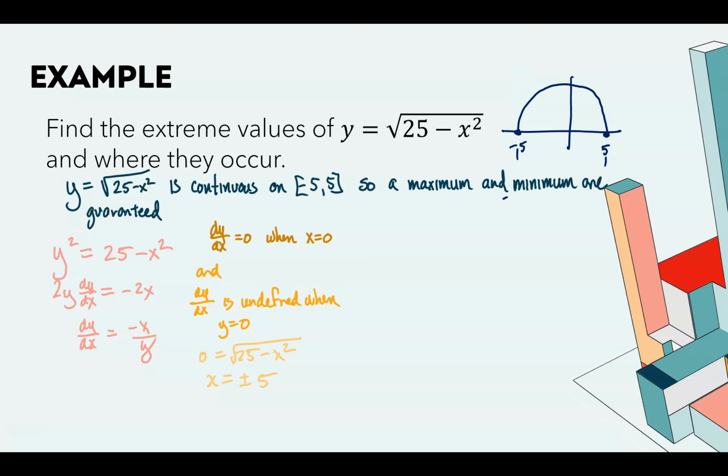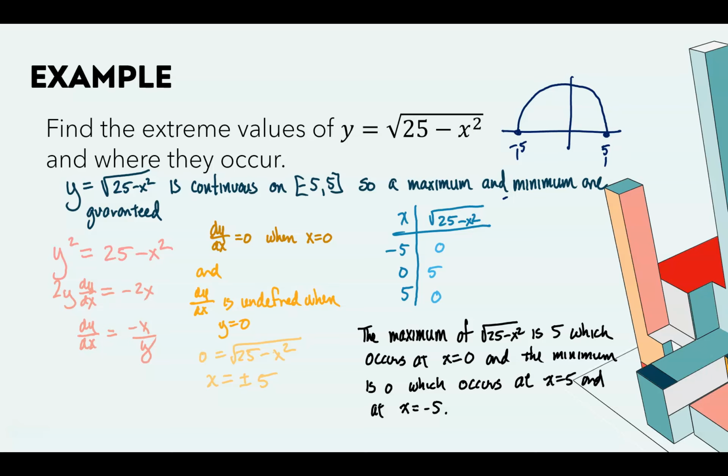So anyways, we make a table of values. Negative 5 squared is 25. 25 minus 25 is 0. And we're actually going to get 0 for both endpoints. And you can see 25 minus 0 squared gives us 25. Square root of 25 is 5.